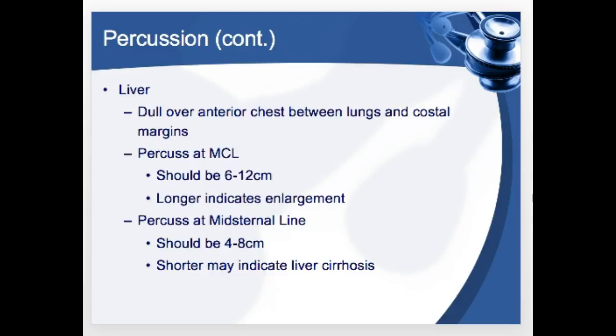You can percuss over the anterior chest wall between the lungs and the costal margins for the liver and the spleen. Remember, they are protected by the rib cage, so it's a little bit difficult because you have to percuss in between the ribs. Between the ribs, you have intercostal muscles and other structures, which can make it sound dull when maybe it's not. You can percuss both the midclavicular lines and the midsternal line for the liver. In the midclavicular line, the span should be longer, 6 to 12 centimeters, whereas in the midsternal line, it should be 4 to 8 centimeters, which makes sense if you remember how the liver is situated in the chest.